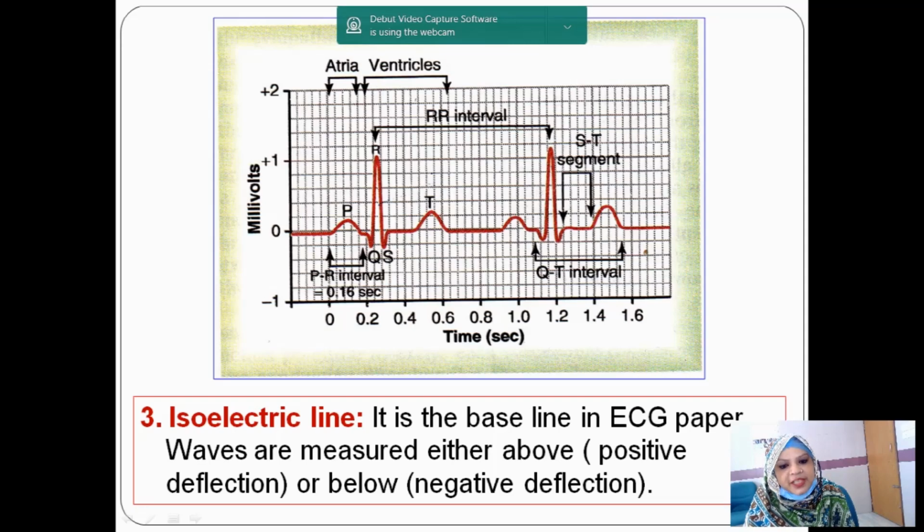Waves are measured either above, positive deflection, or below, negative deflection. Positive deflection means upward. If the wave goes in the upward direction, this is called positive deflection. When it goes downwards, that is on Q. Q wave goes downwards, S wave goes downwards, this is called negative deflection.